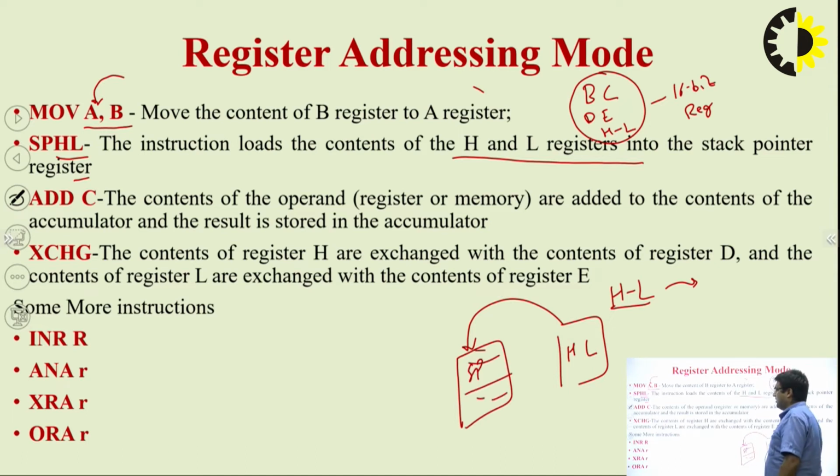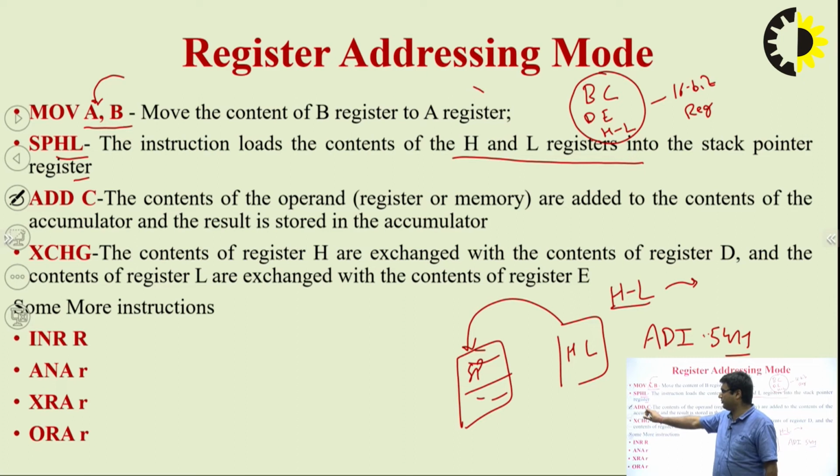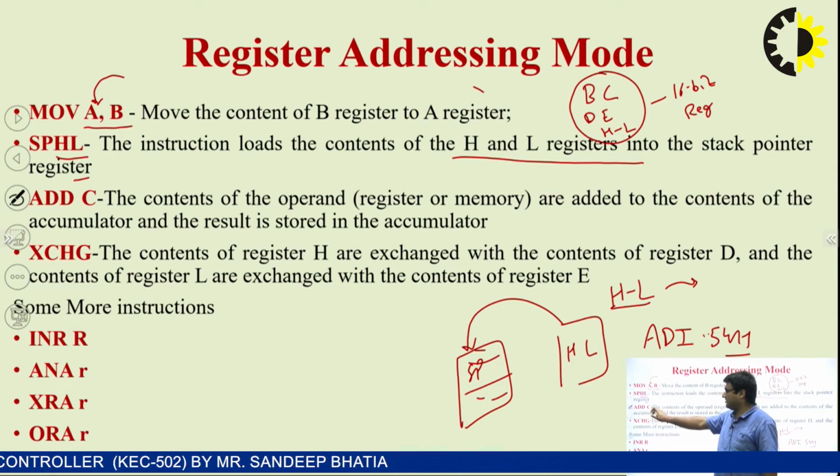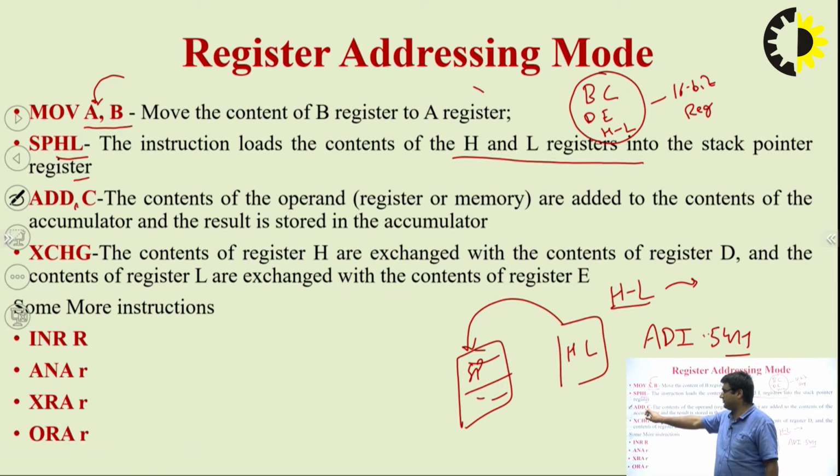Okay. So ADD C: the contents of the C register are added to the contents of the accumulator. If instead of ADD we write ADI, then this is the immediate addressing mode because I is mentioned, and then we have to write some value here, 54H etc. So this is the register addressing mode. We have to eliminate I and write ADD, which adds the contents of the C register to the accumulator register. Here the accumulator is part of the opcode.